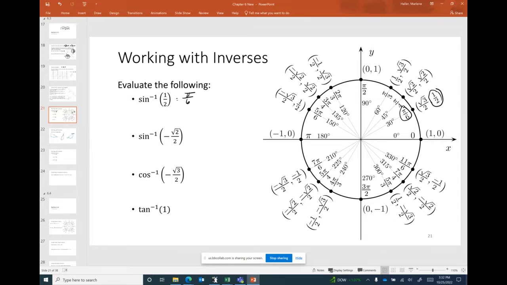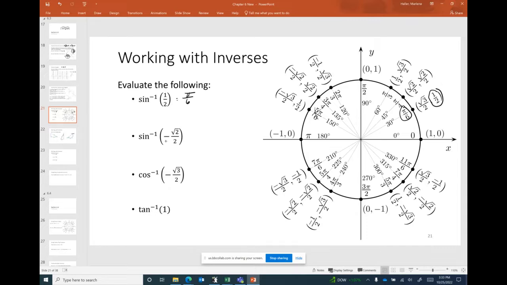Now you might be saying to yourself, well, wait a minute, isn't there another one over here? Look, there's a sine of 1/2 at 5 pi/6. But recall that when we're dealing with the inverse function, we have to restrict the domain. Okay? We'll restrict the domain of the sine to quadrants 1 and 4. So we don't want that one. It's not in the restricted domain.